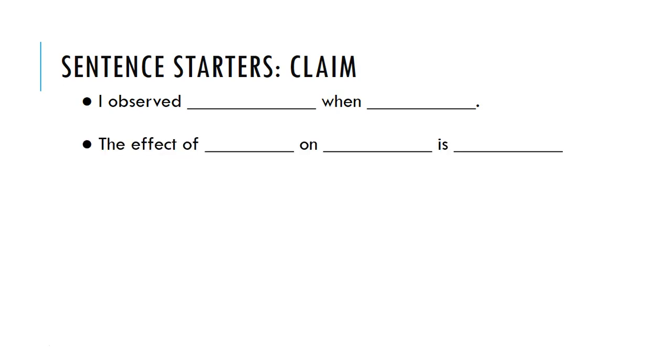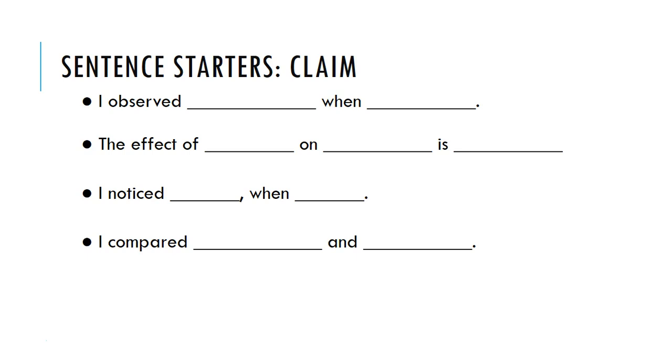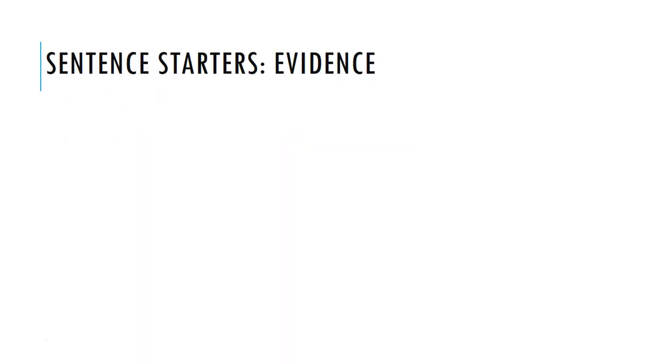In order to understand how to write a CER paragraph, we're going to start by learning some sentence starters. So the first sentence starters we're going to learn are the ones that involve a claim. Some sentences that you can start with, you can say, I observed blank when blank occurred. The effect of blank on blank is this. I noticed blank when blank. I compared blank and blank.